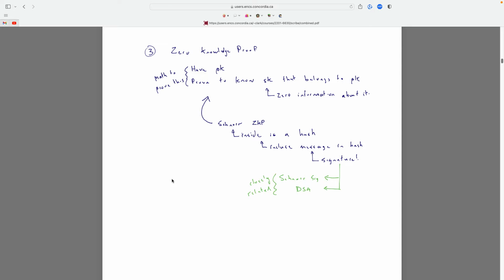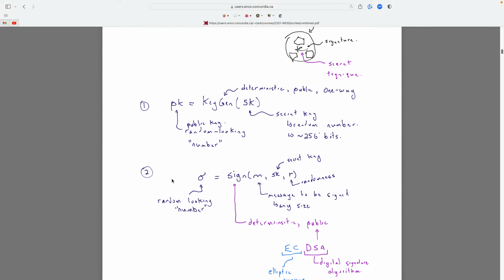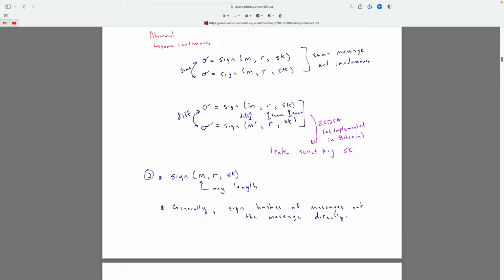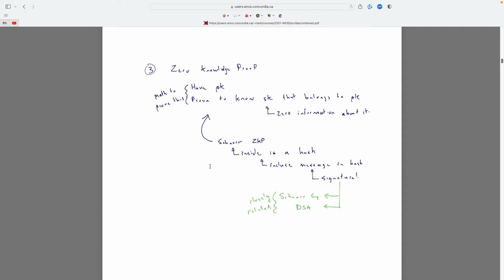But could I prove to you, could I convince you that I know that secret key, I know the value that produces this public key without actually revealing that value? In other words, do I know an input to this algorithm? So you know this key gen algorithm, you know how it works, yeah? And so can I prove to you that, hey, I know the input to this algorithm that produces this output, but I'm not going to tell you what that input is. I'm just going to prove to you that I know it. So that's what a zero knowledge proof is. And it's also actually what a signature is. So a signature is exactly that proof.